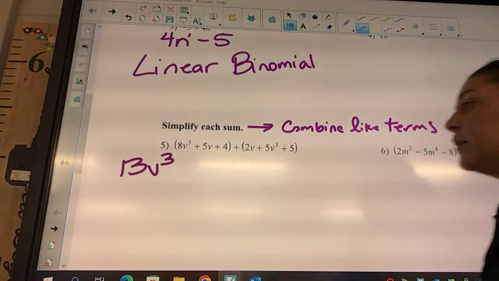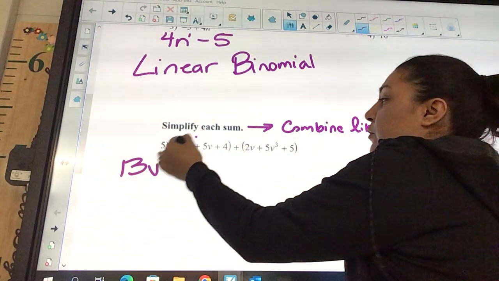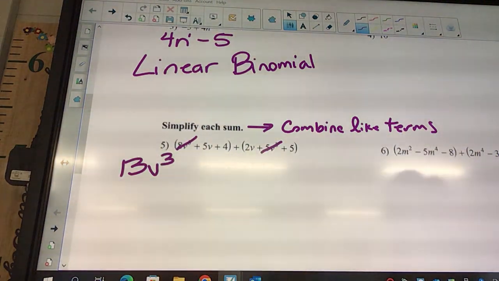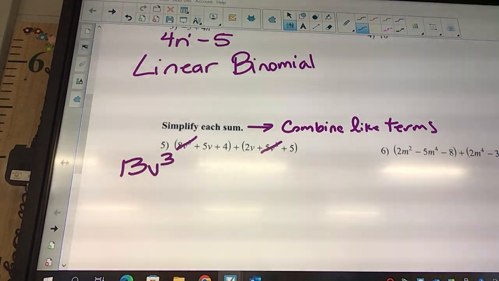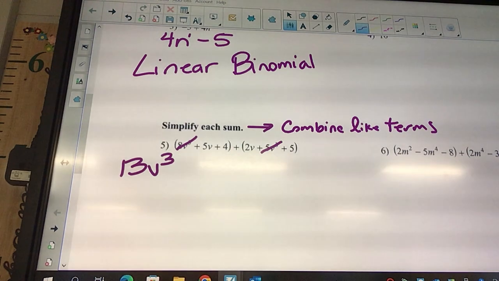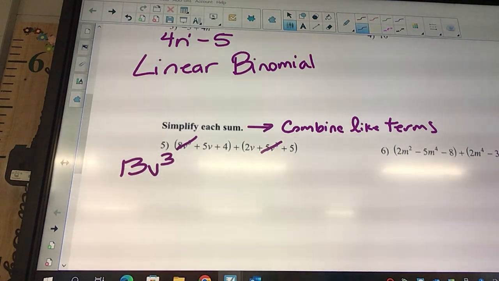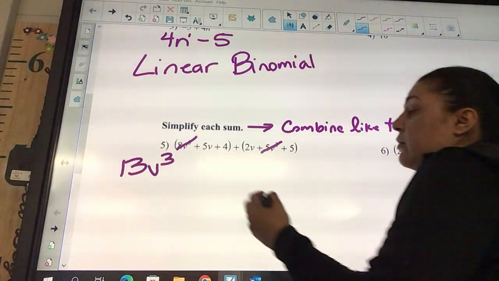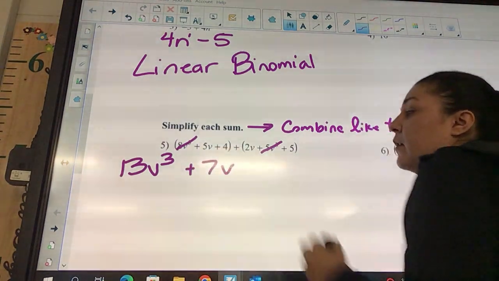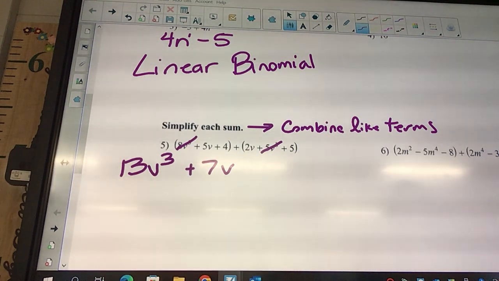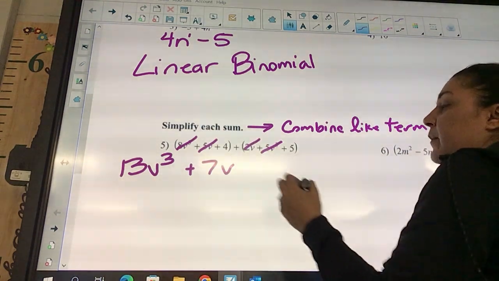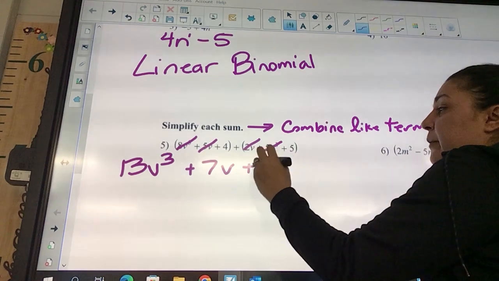13v3. Okay, and then my suggestion would be to cross them off after you use them. What could or should come next? Okay, 5v mixed with what? 2v. Okay, and again, there's no v2, so then we go to v1. Okay. And then lastly, we can combine 4 and the 5 to give me 9.